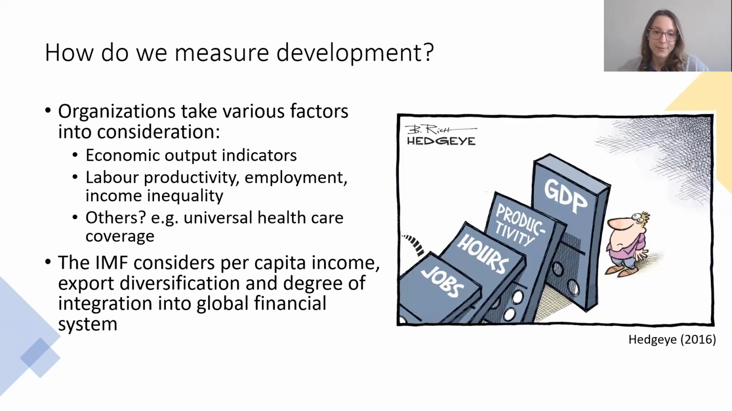And the IMF most notably considers per capita income and export diversification, as well as how much their economy is integrated with global financial systems as an indicator of development. So there's many different ways to actually classify that.